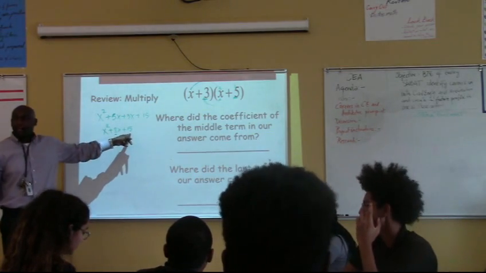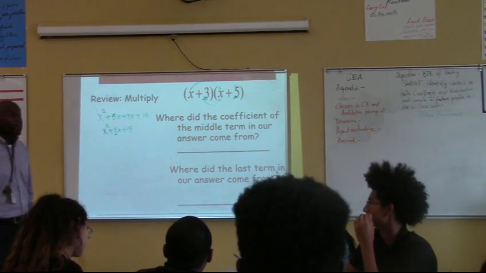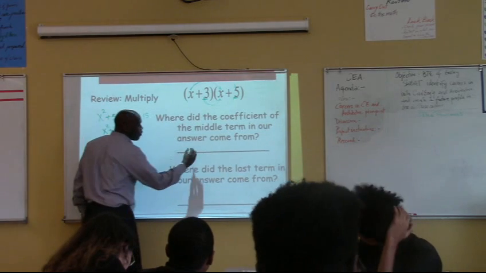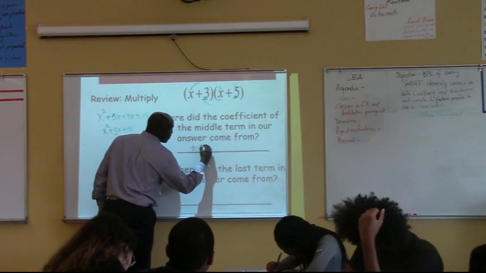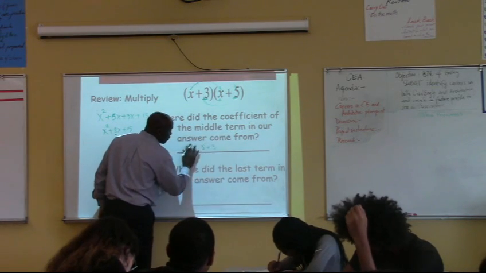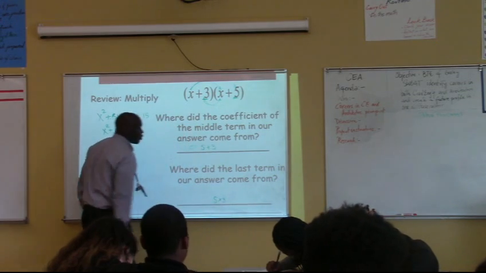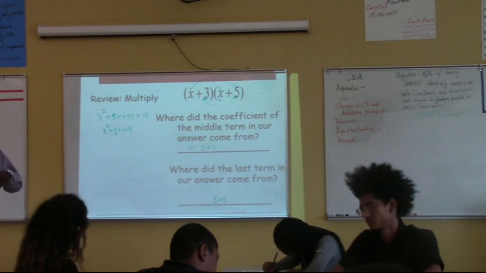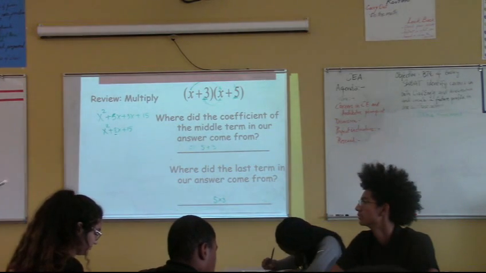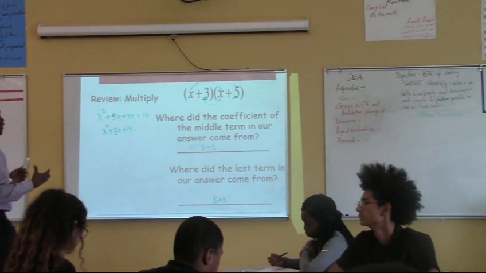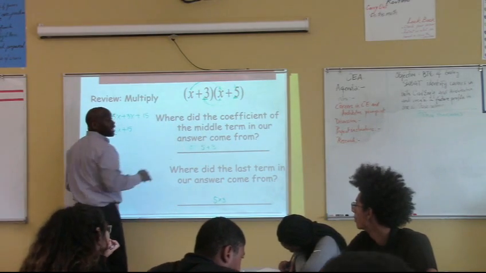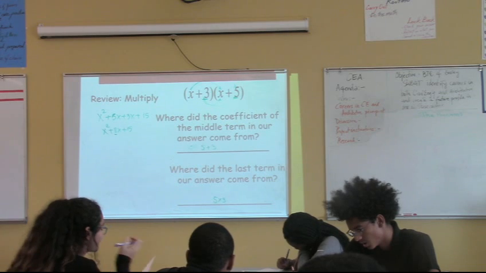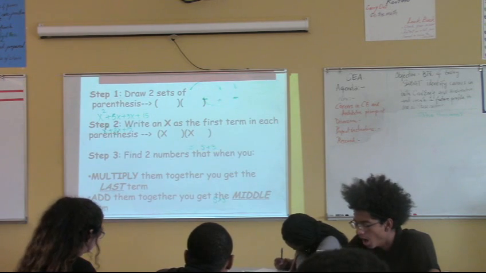Where did we get the end term, the 15? If you multiply the 5 and the 3. So here we add, and this is 5 times 3. So that's where we get our two terms from. So with that information, what we're going to do now is see how the process of factoring really comes into play and how easy it is once we have that information. Alright, so here we go.